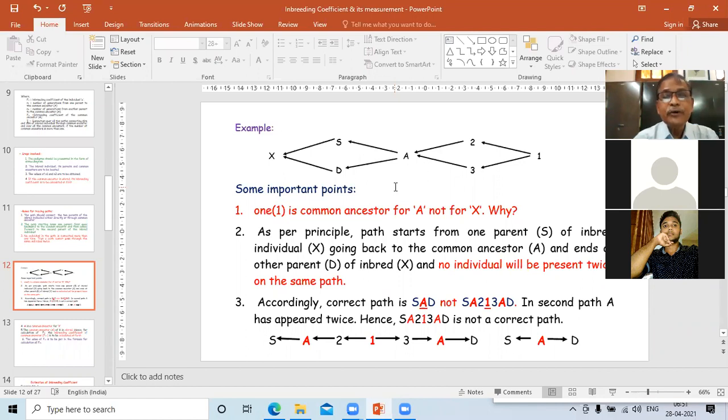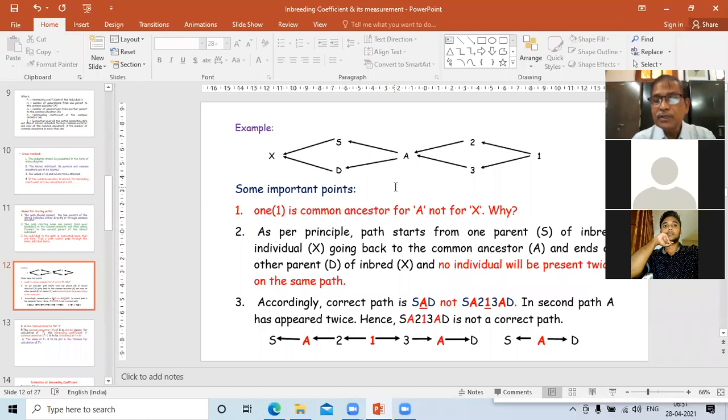So some important points, that is, 1 you see is the common ancestor for A, not for X. Why? सर ए का इनब्रीडिंग कोएफिशिएंट निकालने के लिए फिर 1 का इनब्रीडिंग कोएफिशिएंट निकालना पड़ेगा, मतलब ये तो चलता जाएगा या फिर वो क्वेश्चन में दिया रहेगा? FA, you have to calculate FA first. FA क्या होगा? FA is equal to half to the power, this is N1, this is N2. Half to the power N1 का वैल्यू होगा कितना? 1 हो जाएगा. 2 to 1 एक जनरेशन का डिस्टेंस है. 3 to 1 इसका भी एक जनरेशन का डिस्टेंस है. या तो N1 is equal to 1, N2 is equal to 1.